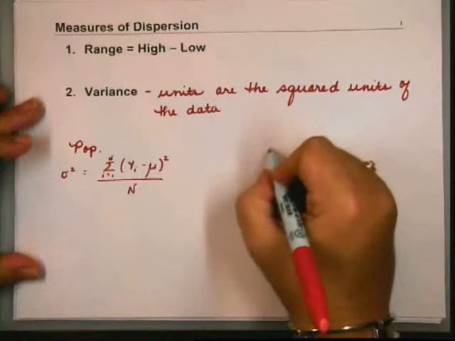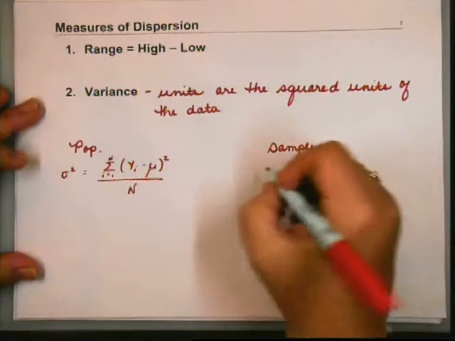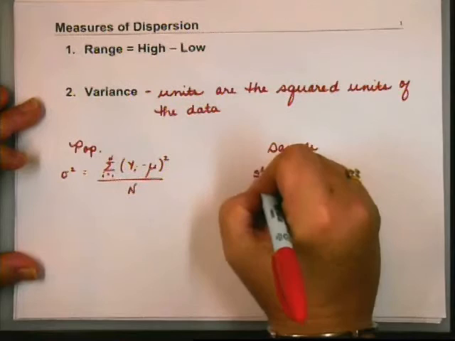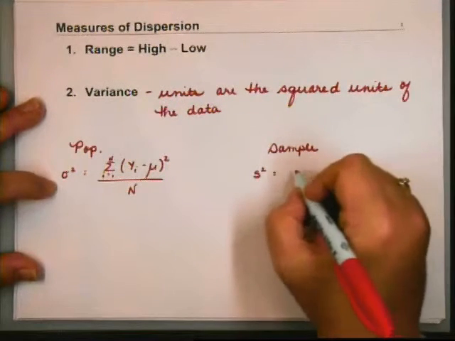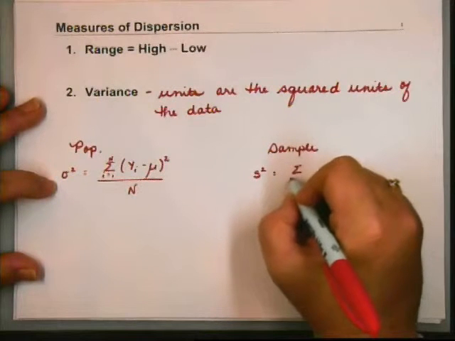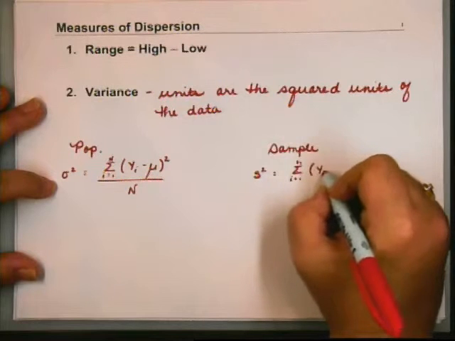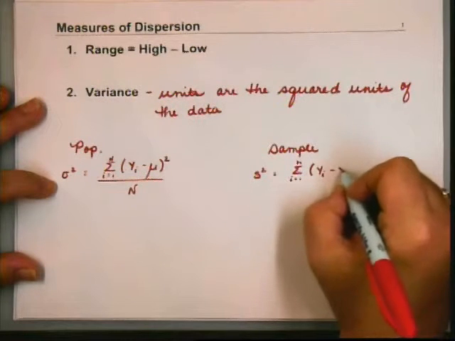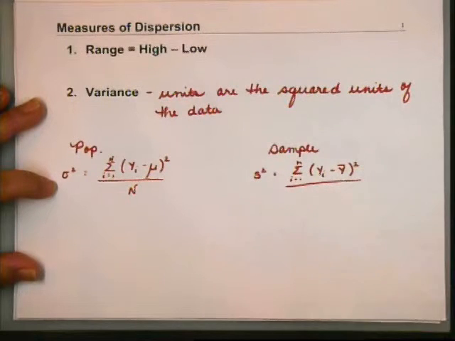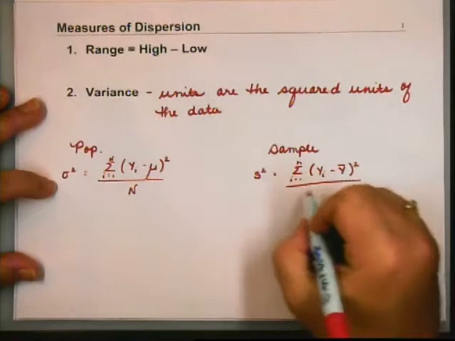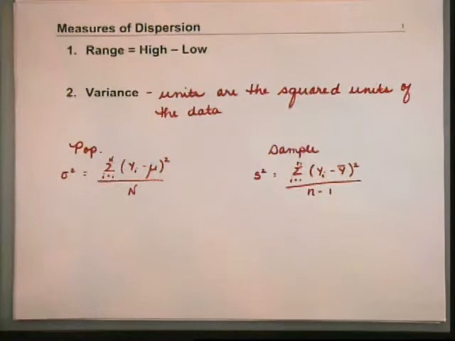For our sample, the sample statistic is given by lowercase s squared. The formula looks similar to what we're looking at for population. That is, it's going to be the sum from i equals 1 to lowercase n of the score y i minus the sample mean y bar, close the quantity, and it's squared. This entire quantity is divided by the sample size lowercase n minus 1, a little bit different than the population.